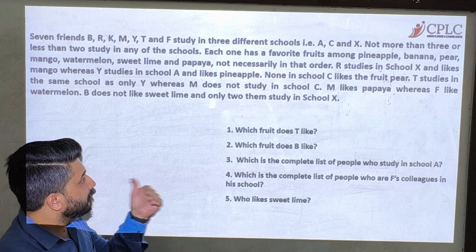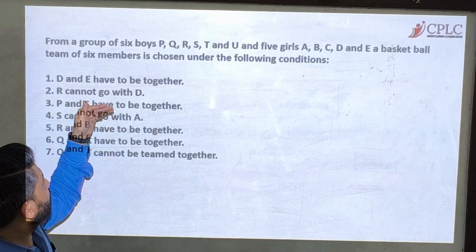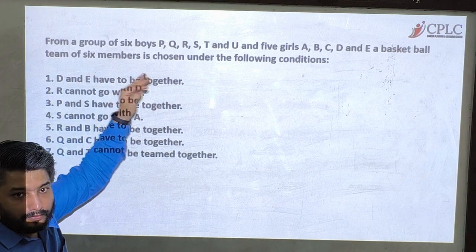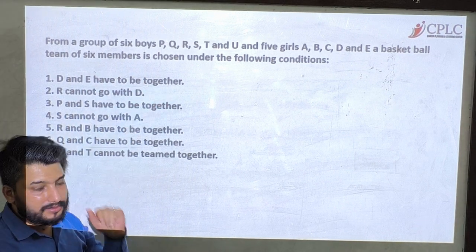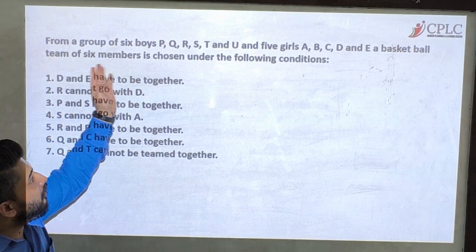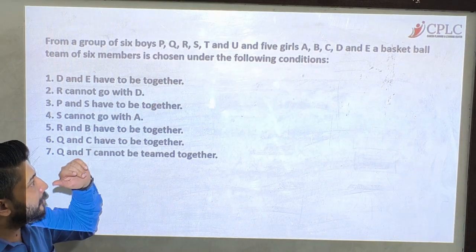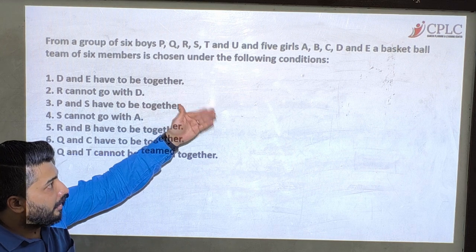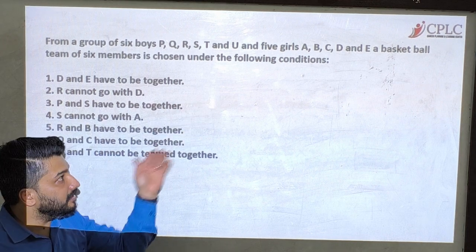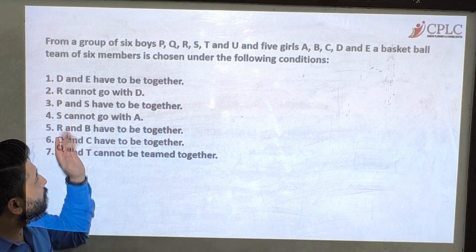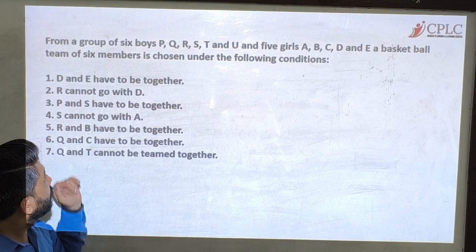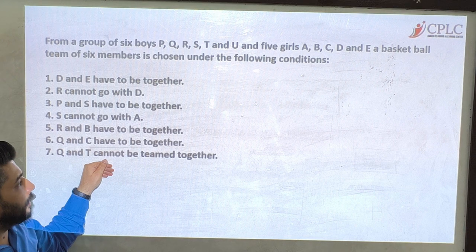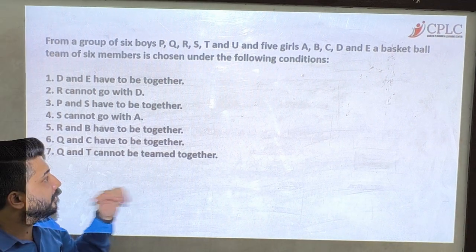So what do we have here? We again have one data point which says we have to form a team of 6 people, and the selection has to be done among 6 boys P, Q, R, S, T, U, and 5 girls A, B, C, D, E, for the basketball team. Now these are the 7 conditions that we also need to follow while making all these teams.